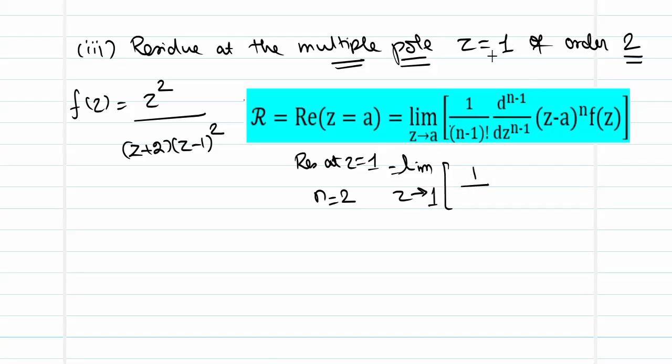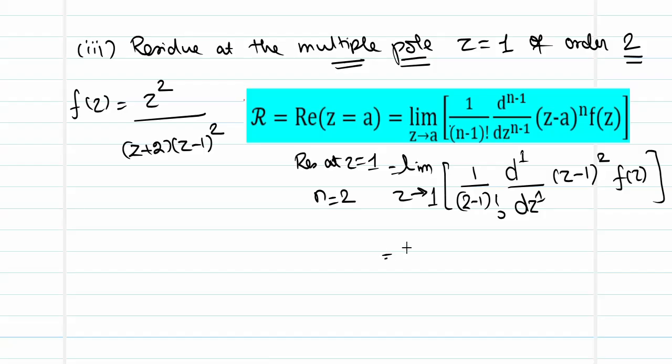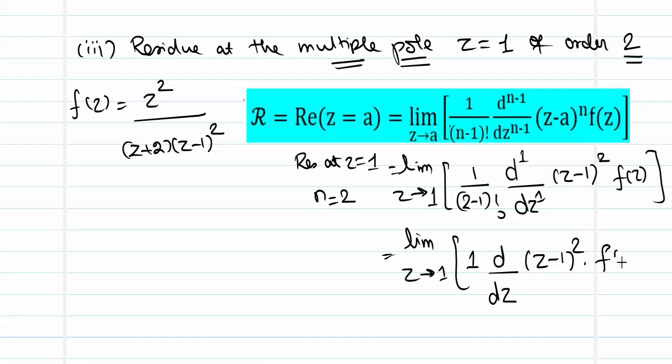1 divided by, this is going to be n minus 1, so 2 minus 1 factorial, d to the power of 2 minus 1. 2 minus 1 makes it as 1, by dz power 1, of (z minus 1) the whole to the power of 2 into my f of z. So now this gives me limit z tending to 1, 1 divided by 2 minus 1, which is 1 factorial. What is 1 factorial? 1 factorial is going to be 1. I have d by dz of (z minus 1) the whole square into f of z.